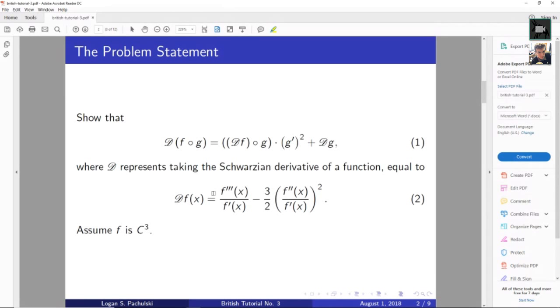Would that be meters per second? Good, but tell me why. Okay. Well, what's the definition of f prime in terms of a limit?